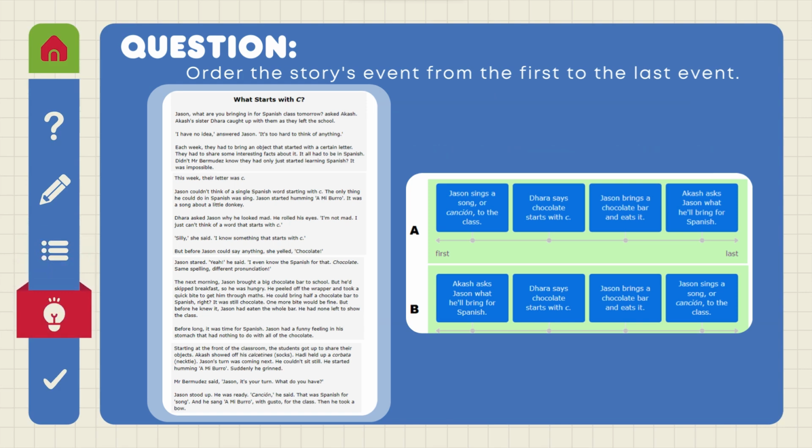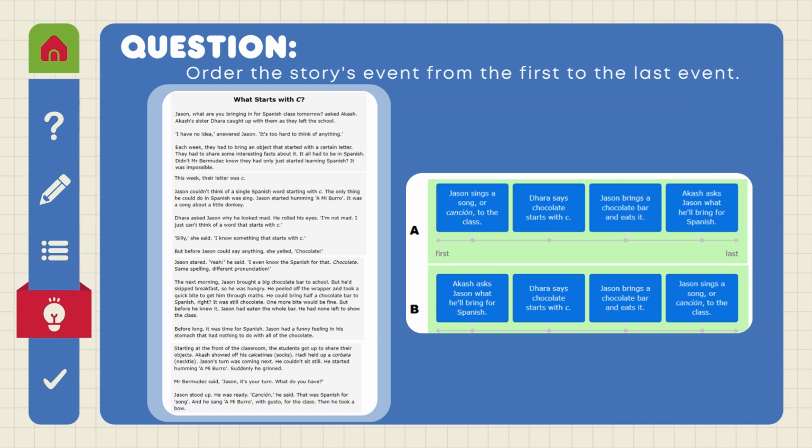The next morning, Jason brought a big chocolate bar to school. But he'd skipped breakfast, so he was hungry. He peeled off the wrapper and took a quick bite to get him through maths. He could bring half a chocolate bar to Spanish, right? It was still chocolate. One more bite would be fine. Jason had eaten the whole bar. He had none left to show the class. Before long, it was time for Spanish. Jason had a funny feeling in his stomach that had nothing to do with all of the chocolate.